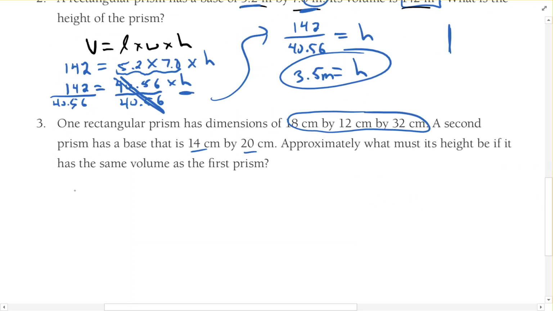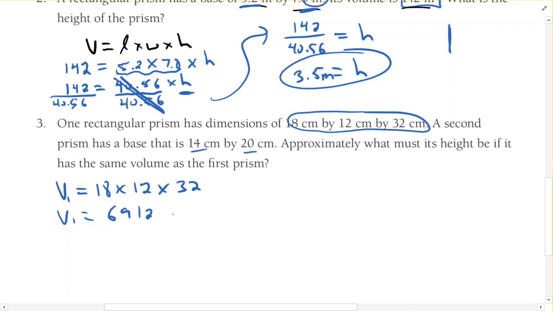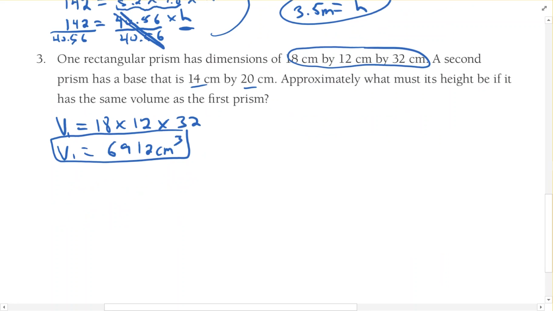So here, I'll do the first prism in blue. So volume 1 for the first prism, we'll say is equal to 18 times 12 times 32. That's just length times width times height, right? So V1 is going to be 18 times 12 times 32. So 6,912 centimeters cubed. Okay, I'm going to put a little box around that to show that we need that for later. Now it says what must the height be of the second one. I'll do the second one in red maybe.